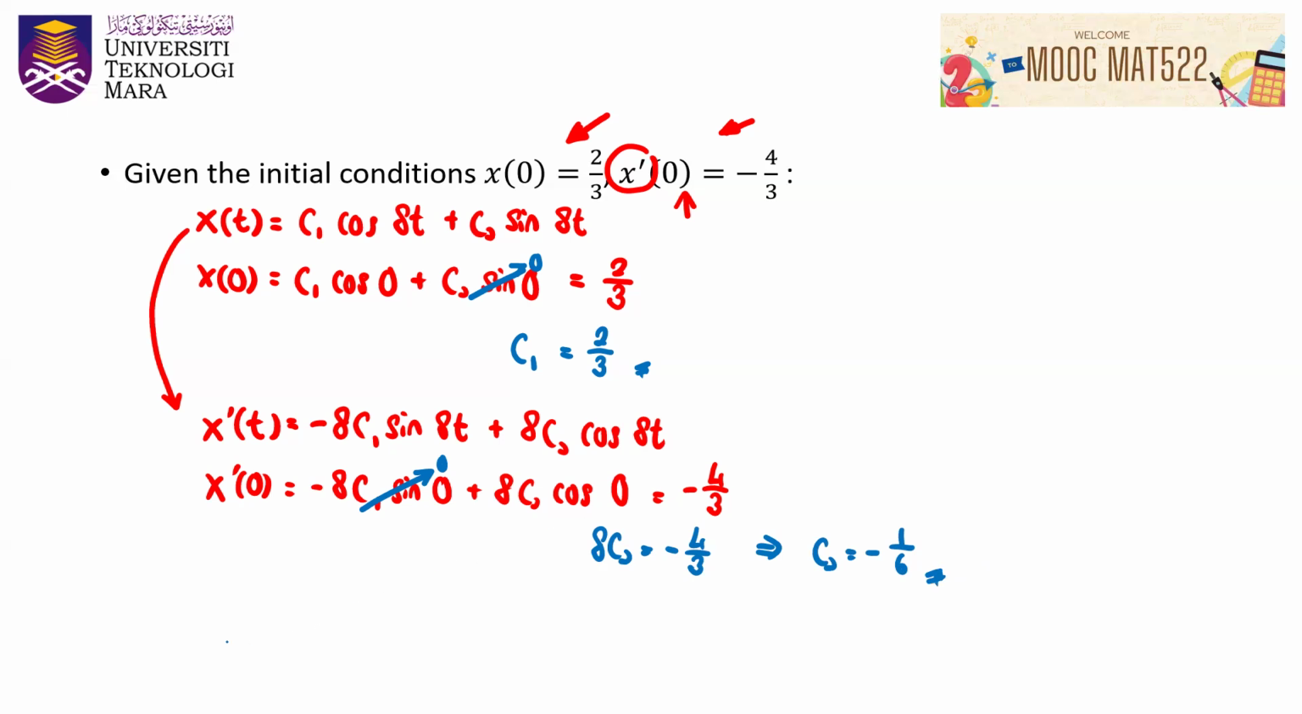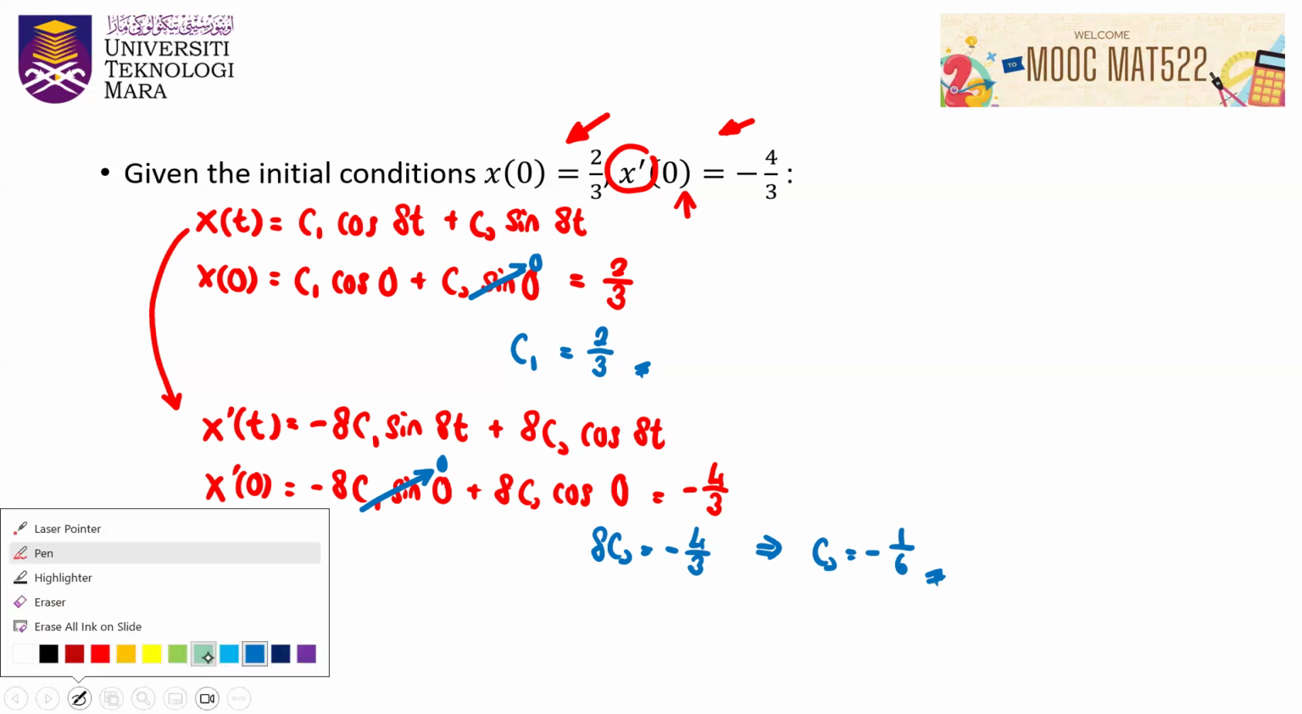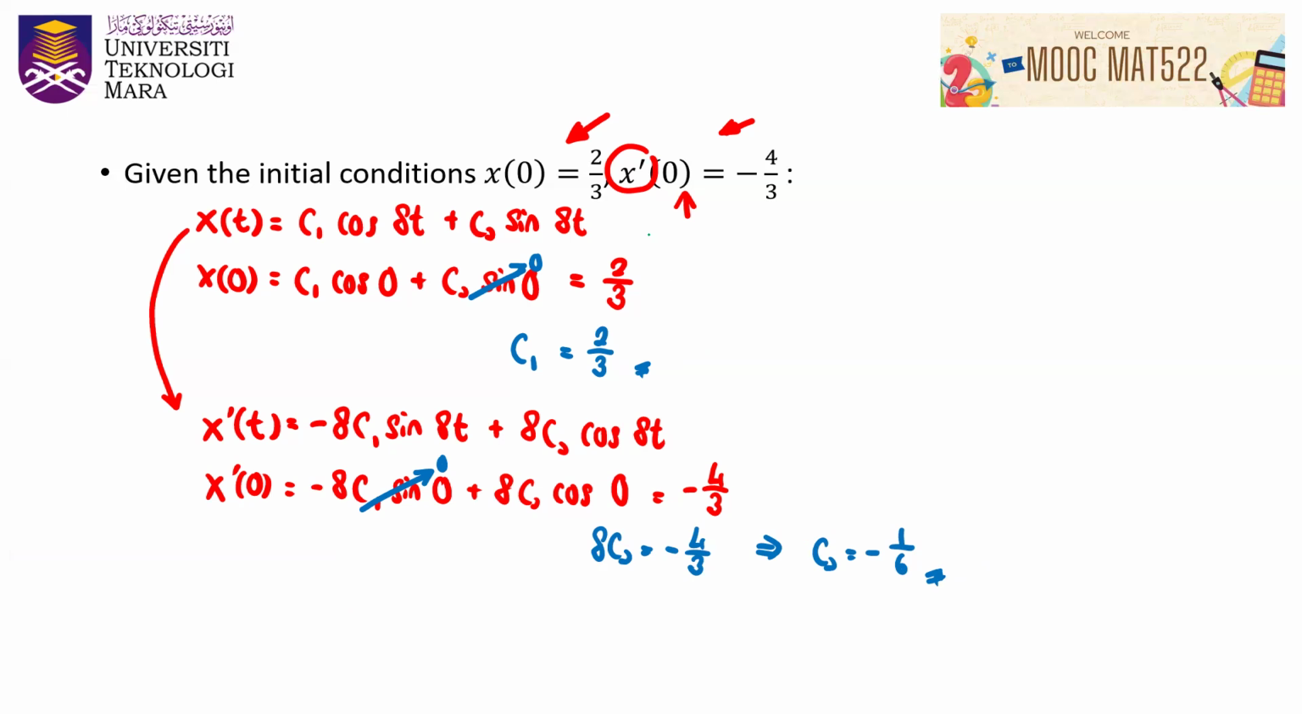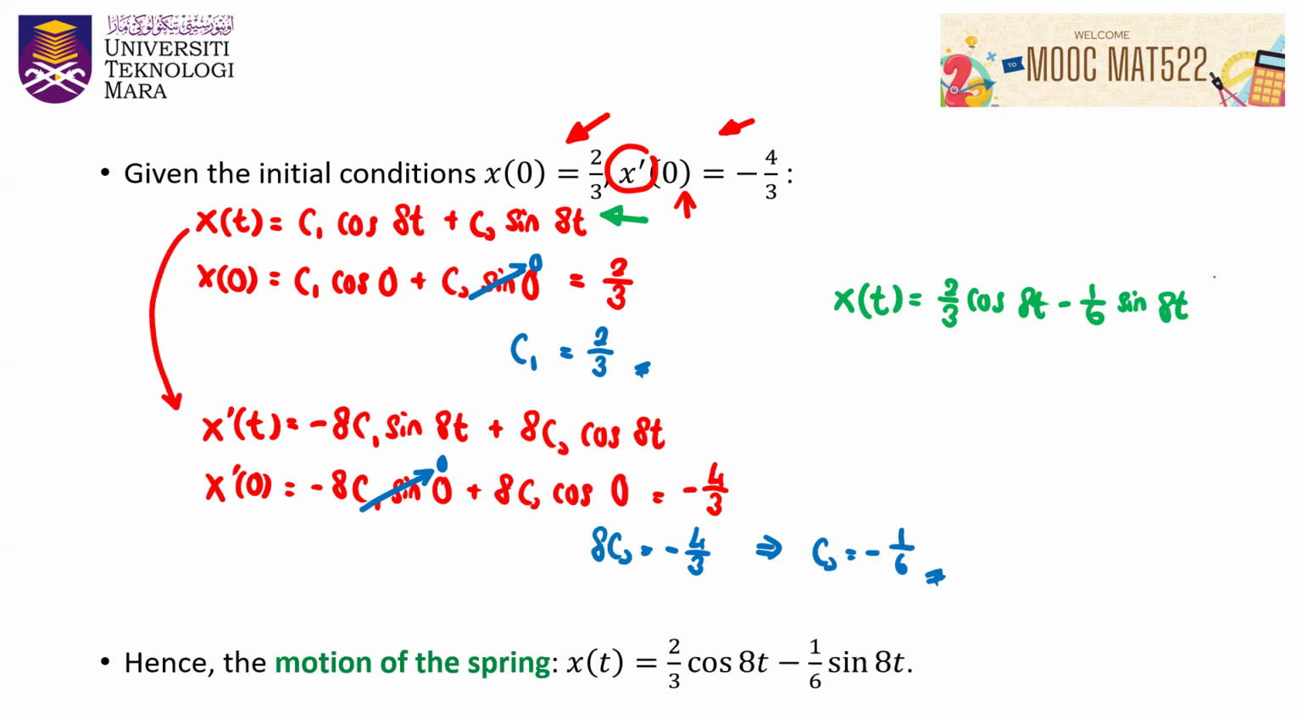Finding these two constants c1 and c2, we resubstitute them into the original motion of the spring. That is, now we have x(t) = 2/3 cos(8t) - 1/6 sin(8t). This is indeed the real unique motion of the spring for this example.